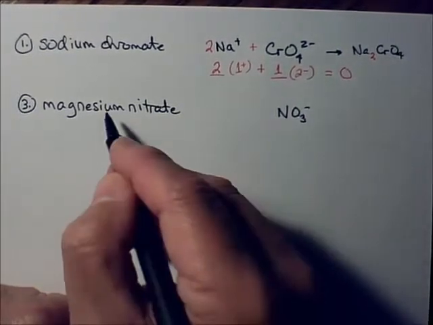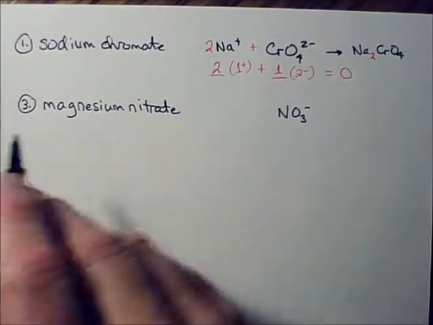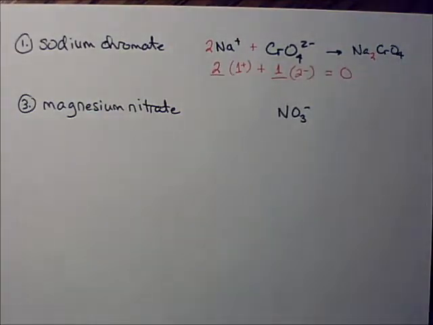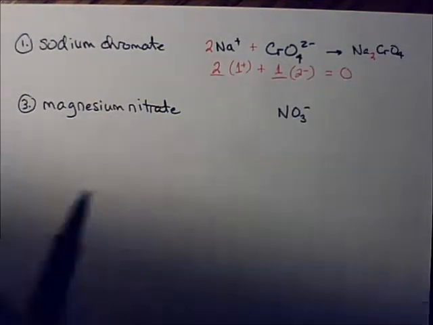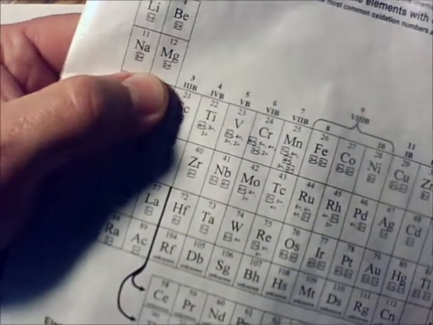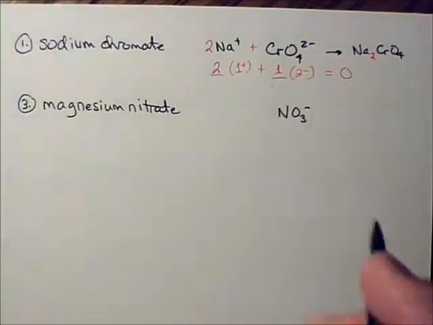We've got a nitrate ion, we have a magnesium ion. Magnesium is an element. You can look it up and dig around on the periodic table till you find it. And then once you find what that symbol is, and it is Mg, you look up the charge. And the charge on the magnesium is 2 plus.